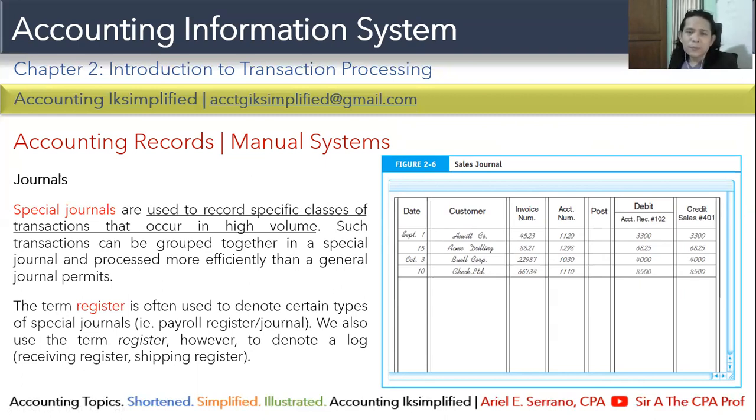Well, actually, apat po yan na ini-introduce sa inyo. You have the cash receipts journal. You have your sales journal. You have your cash disbursements journal. You have your purchases journal.